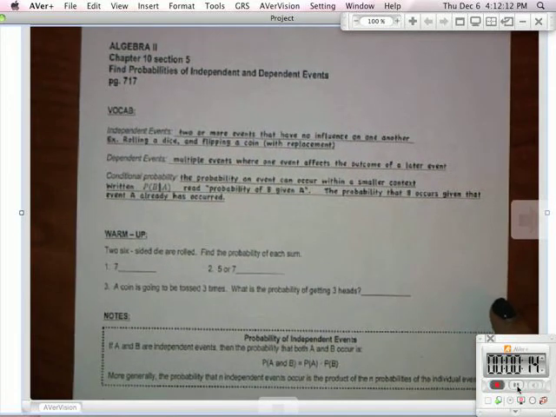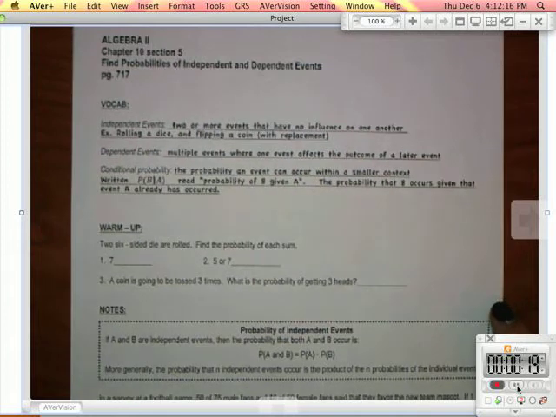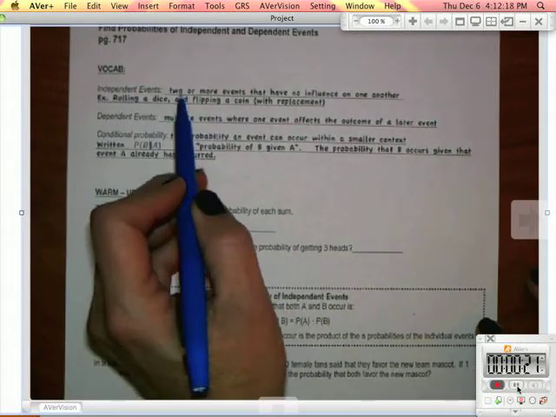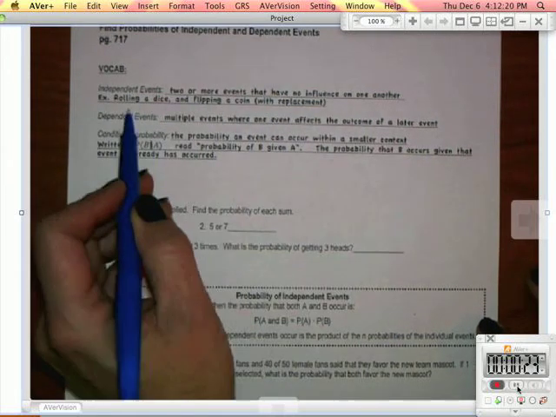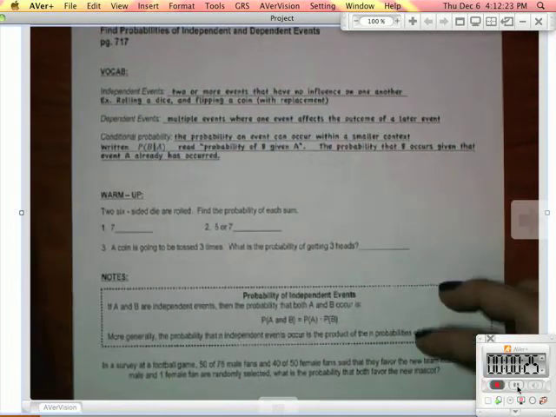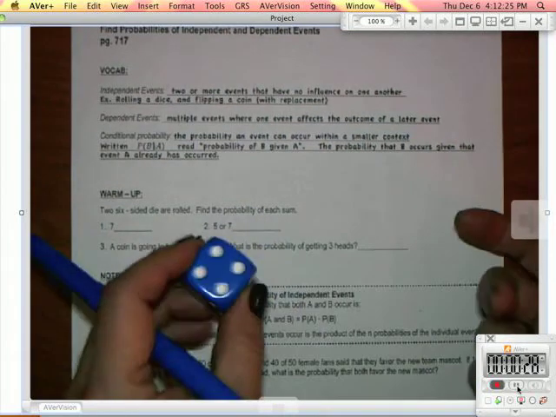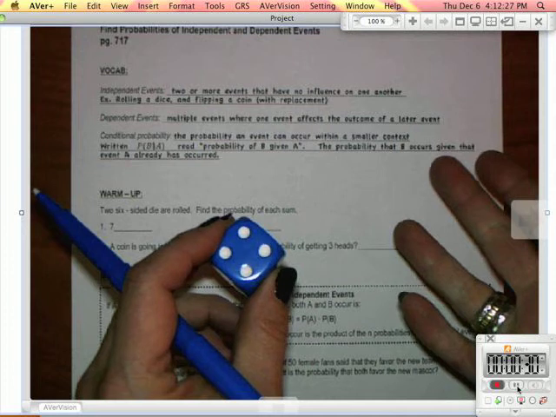So here we go, 10.5. Find the probabilities of independent and dependent events. Independent events are two or more events that have no influence on one another. For example, if you roll a die and flip a coin, whatever happens with the die isn't going to be affected by what happens with the coin.